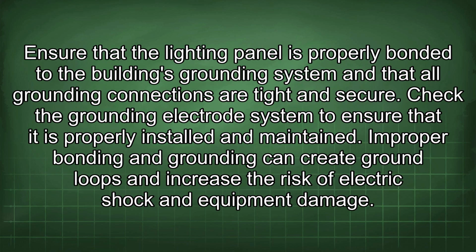Ensure that the lighting panel is properly bonded to the building's grounding system and that all grounding connections are tight and secure. Check the grounding electrode system to ensure that it is properly installed and maintained. Improper bonding and grounding can create ground loops and increase the risk of electric shock and equipment damage.